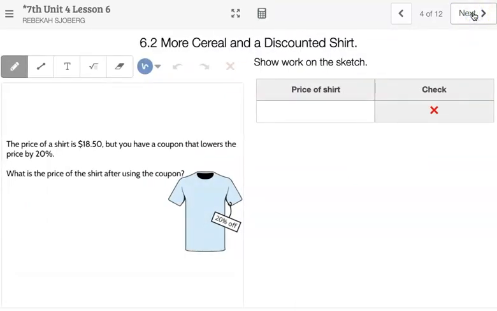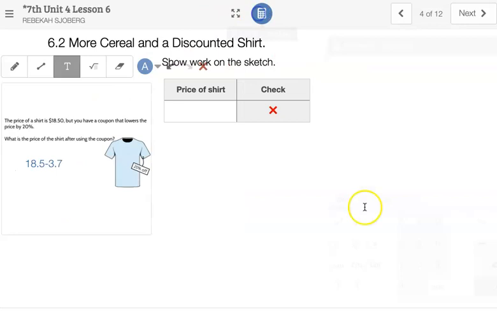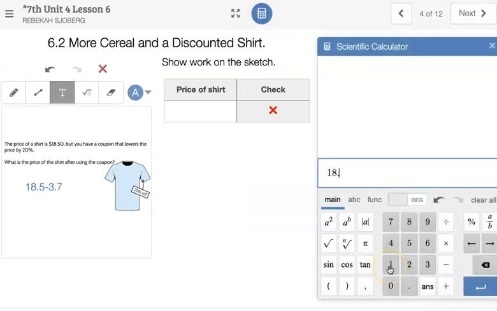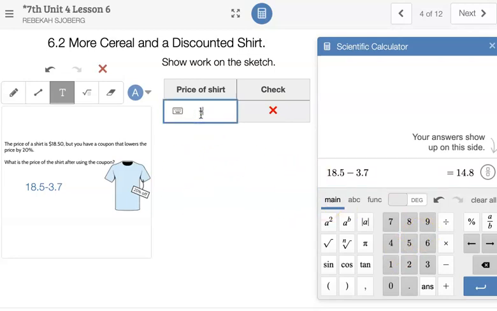So in slide 4, I can do something similar. Notice we already figured out this is a shirt, but it's $18.50, but it has a coupon that lowers the price by 20%. We already found that 20% of 18.50 was 3.7 or $3.70. So I could just do that here, 18.5 minus 3.7. And again, you have your calculator to find that it looks like it's $14.80.